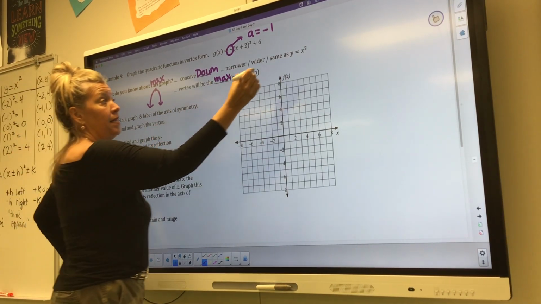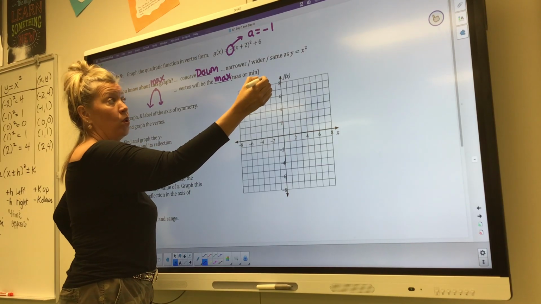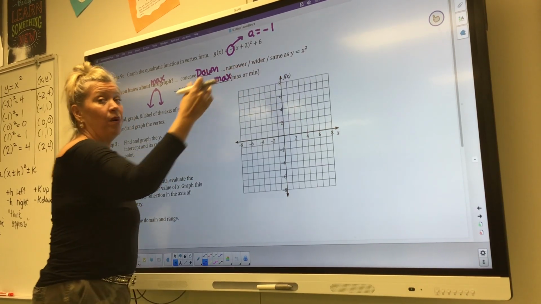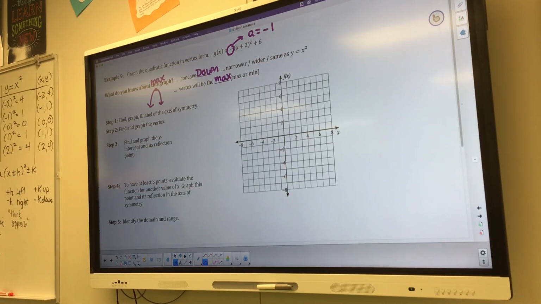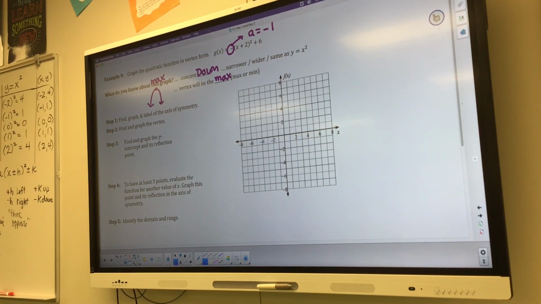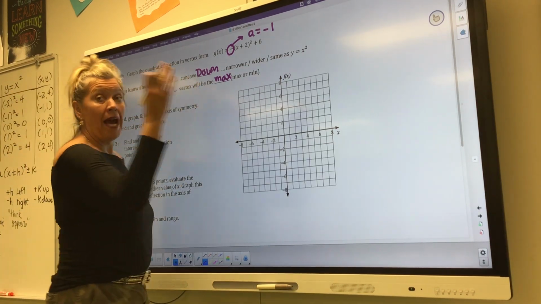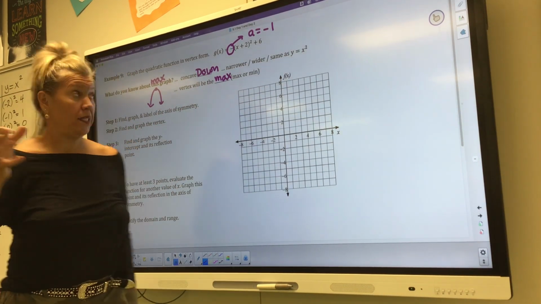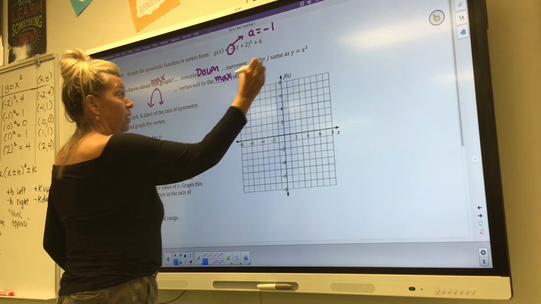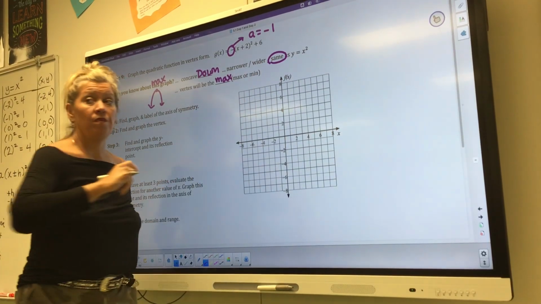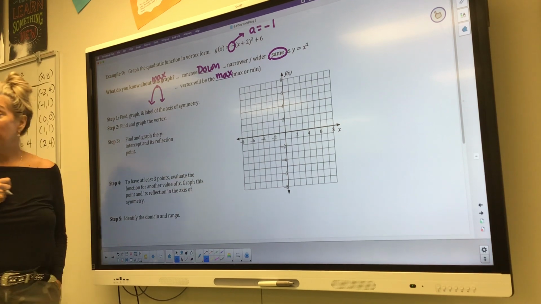Now, is it wider, the same, or narrower? What you do is you take the absolute value of -1. So the absolute value of -1 is 1. So it's still the same. It's not any wider. Okay, that's all about the a.